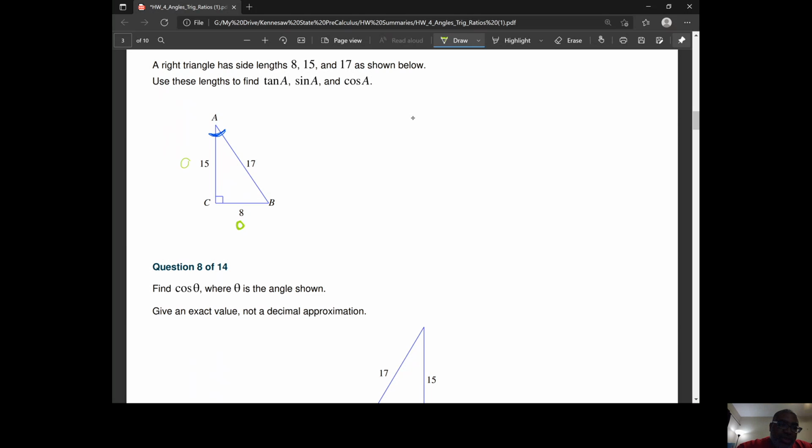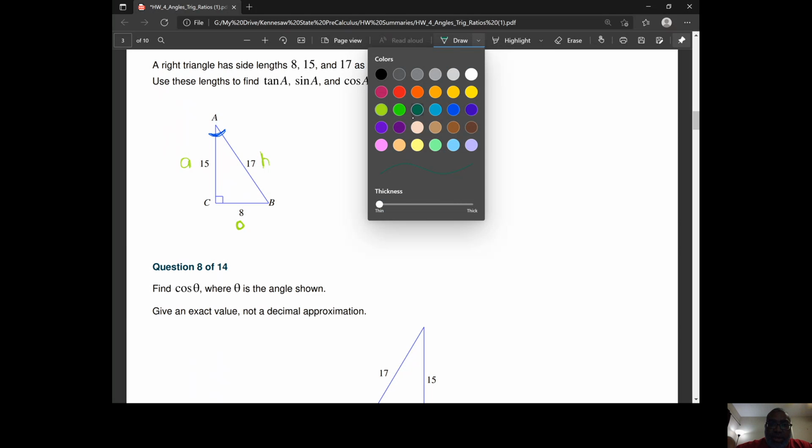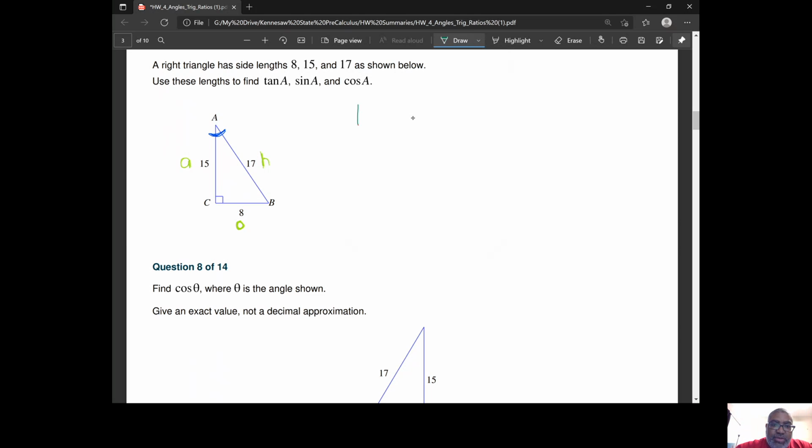15 is on the adjacent side, and 17 is the hypotenuse. So that makes all of our values a little easier to calculate. So tangent of A is opposite over adjacent. Opposite is 8. Adjacent is 15. That's your answer.